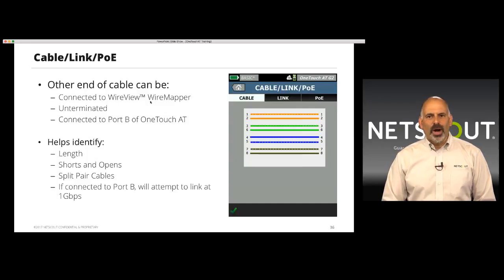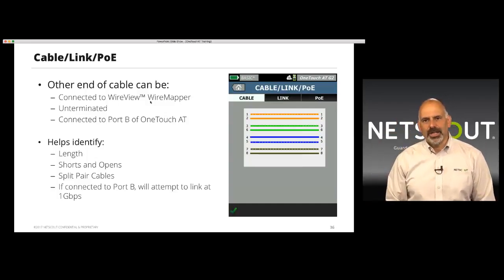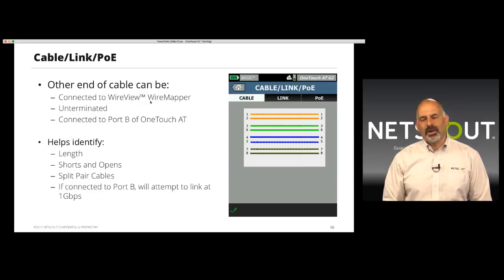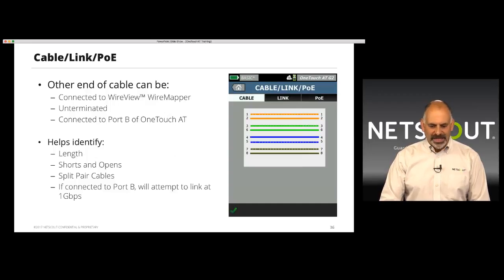Now that WireView wire mapper is a little device that we can plug in to the far end of the connection. Now if it is plugged into that WireView wire mapper, it will tell us what WireView wire mapper we're plugged into. This is a great way to go in and map out various connections in our environment if we don't know where that cable runs. Okay. It can be unterminated, and in that case it's going to give us an idea of how long that cable is. Or it can be connected to port B of the OneTouch AT.